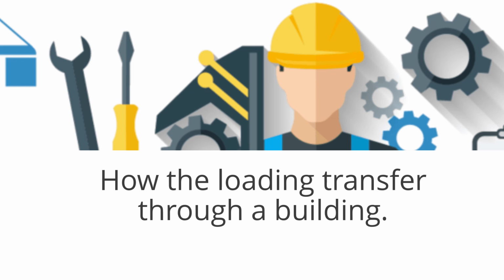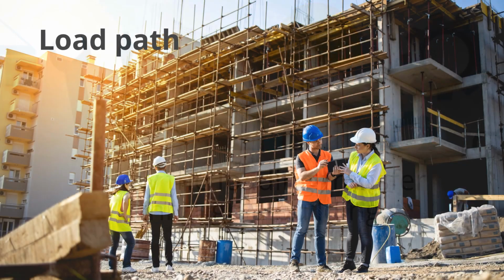Hello, everyone. Today, let me discuss how loading is transferred through a building. Multiple elements are used to transmit and resist external loads within a building. These elements define the mechanism of load transfer in a building, known as the load path. The load path extends from the roof through each structural element to the foundation.